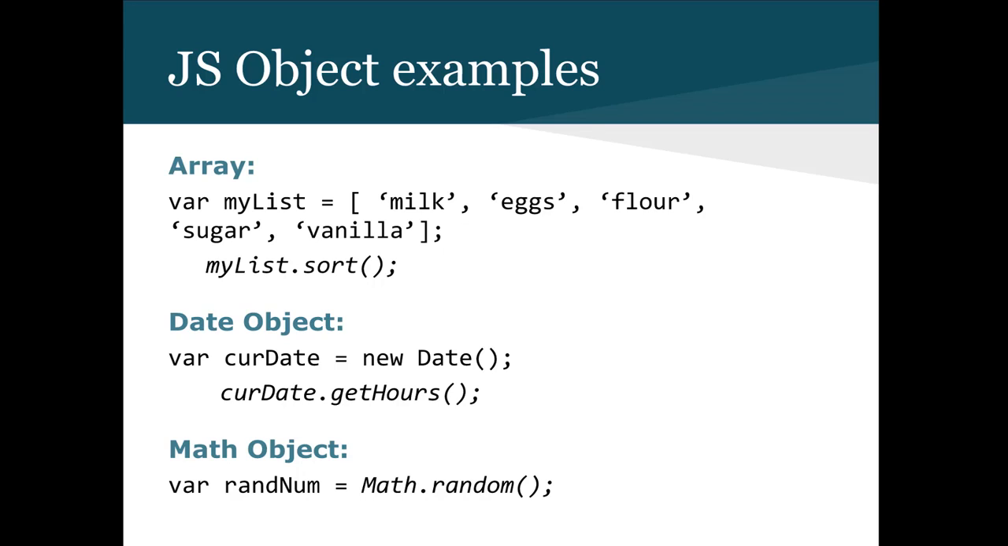Array.sort will sort a list in alphabetical order. Date.getHours gets the hours of a date in 0 to 23 format. Math.random will get a random number and value from 0 to 1. This format is known as dot syntax.